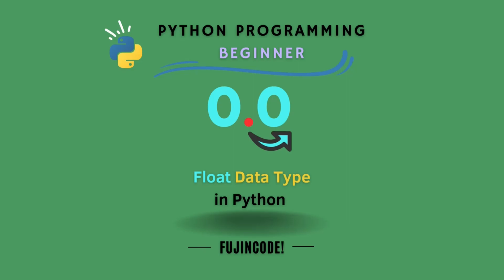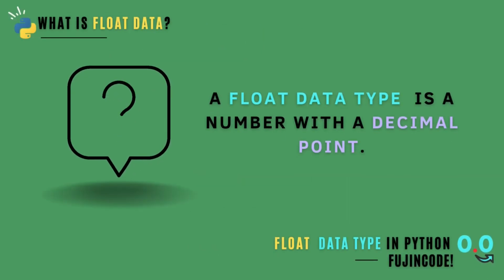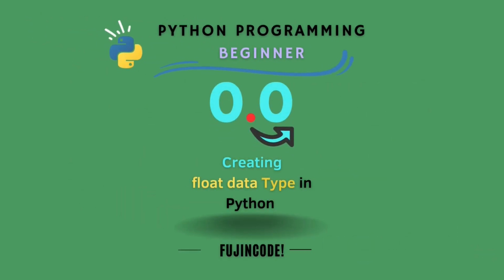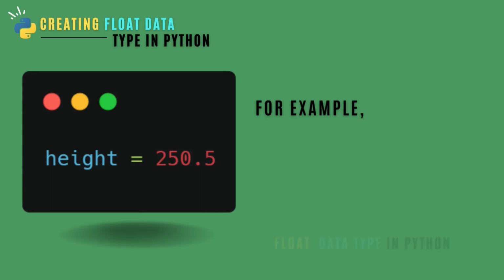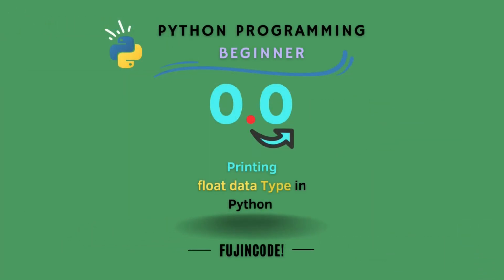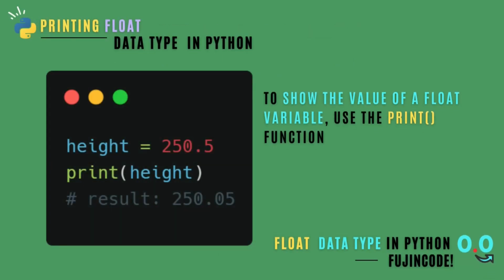Float data type in Python. A float data type is a number with a decimal point. For example, 250.5 is a float. You can use floats to store values that are not whole numbers. Creating a float. To create a float variable, use the equal sign. Printing a float. To show the value of a float variable, use the print function. This will show 250.5.